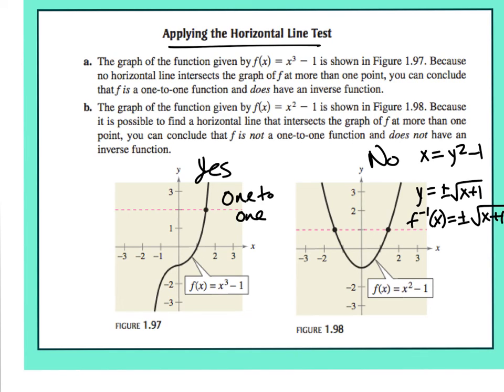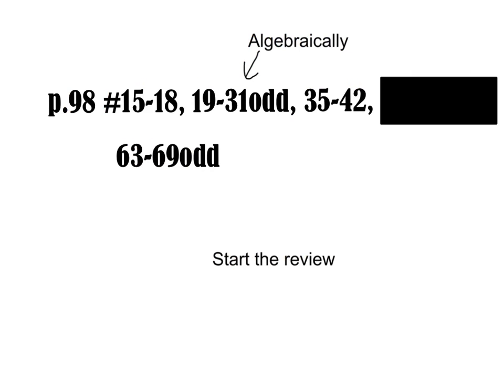And so how many output values does my inverse have? It has 2. All right? And so would my inverse actually be a function? No, it wouldn't pass the vertical line test. In this case, it doesn't pass the horizontal line test. So there you go. We're done.